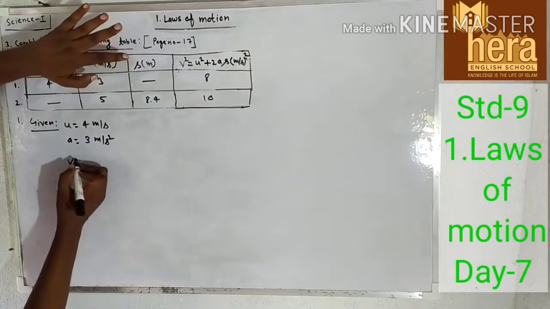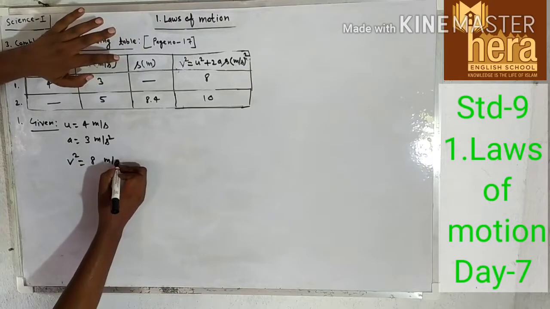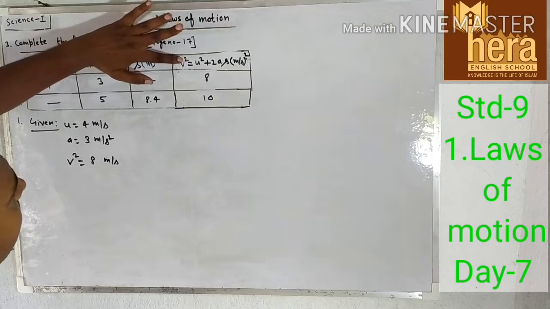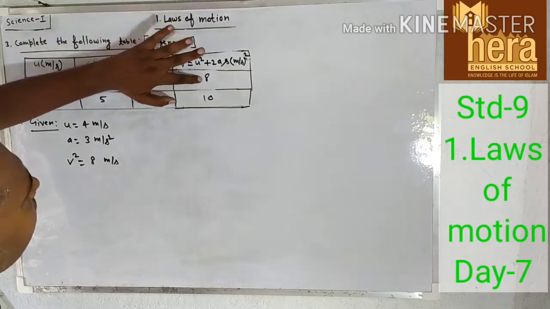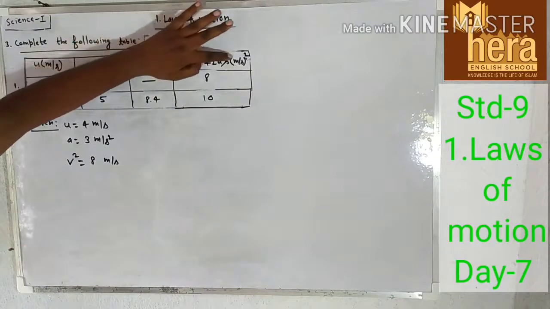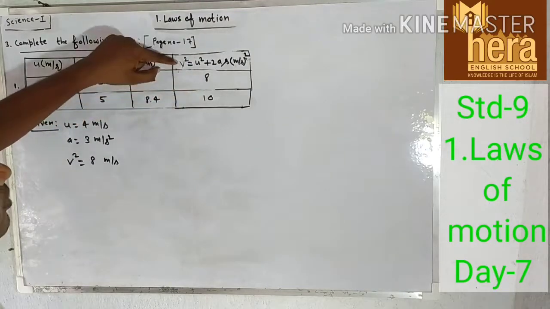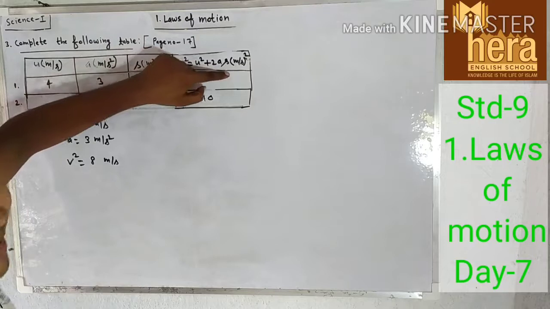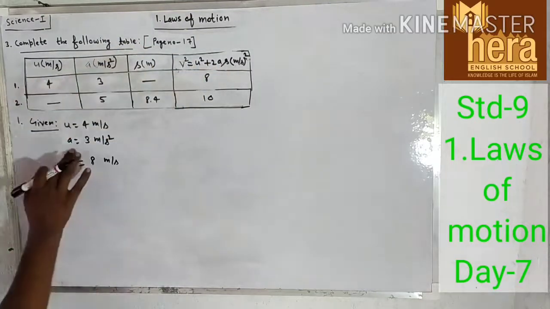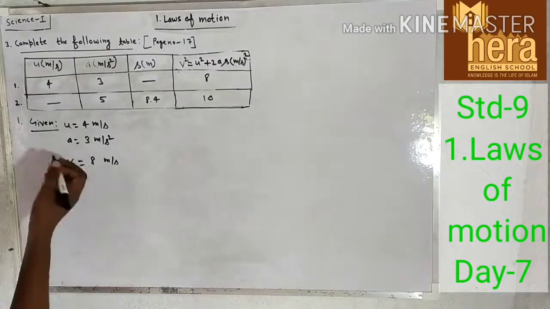Here V square is equal to 8 meter per... okay, do one correction here. Here V is given. This is the formula, V square is equal to U square plus 2AS. So don't think V square is equal to 8 is given. No, this is a formula, V square is equal to U square plus 2AS. So here actually V is given, V is 8 meter per second, given.